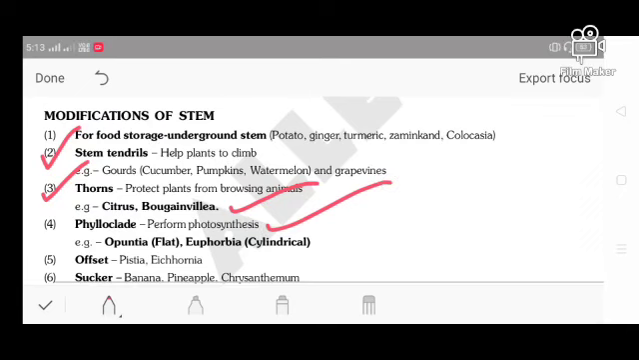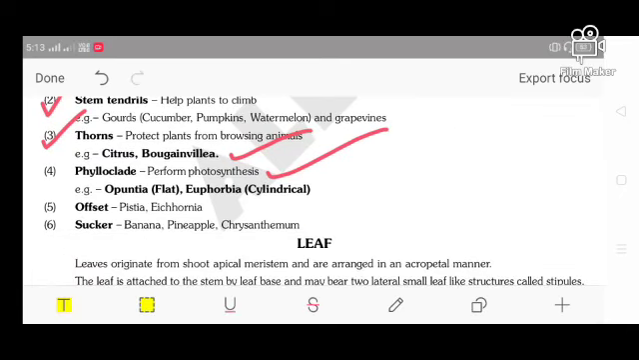After that the next one is the offset. Offset is a kind of modification which is found in Pistia and Eichhornia. Very important. After that is the sucker root. What is the basic importance of the sucker root? It helps in sucking water from the nearby soil particles; examples are banana and pineapple. So this is the basic importance of how the parts are modified on the basis of different purposes. For different purposes they are modified in different plants.